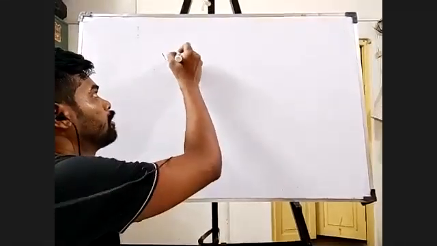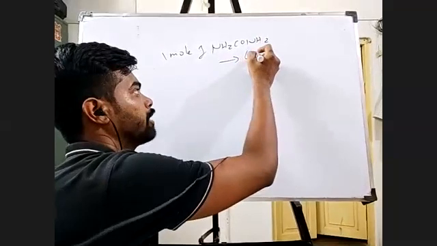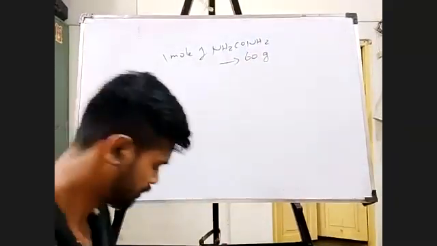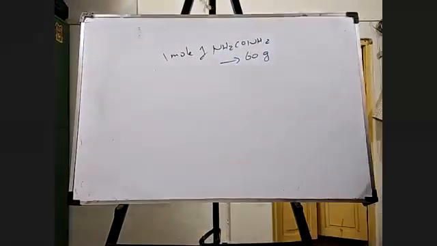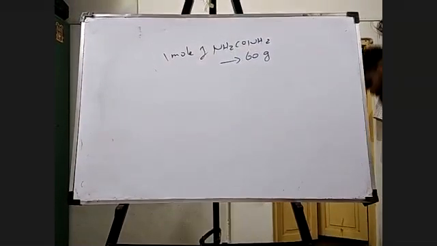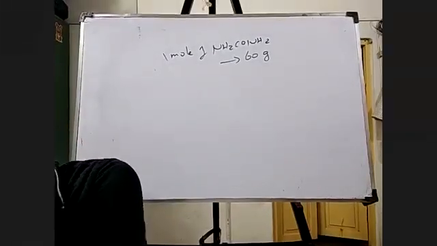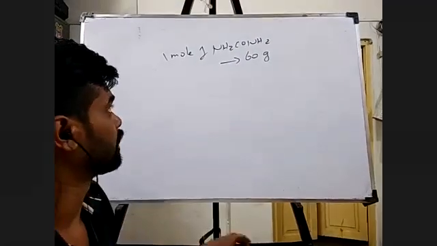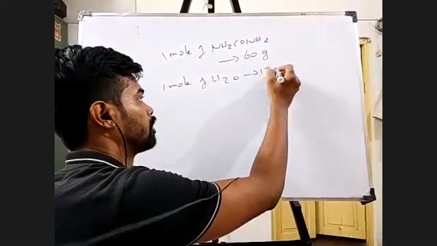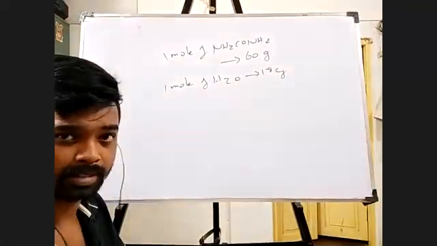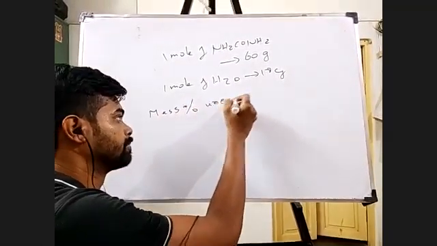So if I have 1 mole of urea, NH2 CO NH2, I know it is going to weigh 60 grams, molecular mass. Okay, fine. Next, I have 1 mole of H2O and I know it is going to weigh 18 grams, right? So what they're asking, what is the mass percentage of urea, which will be what?